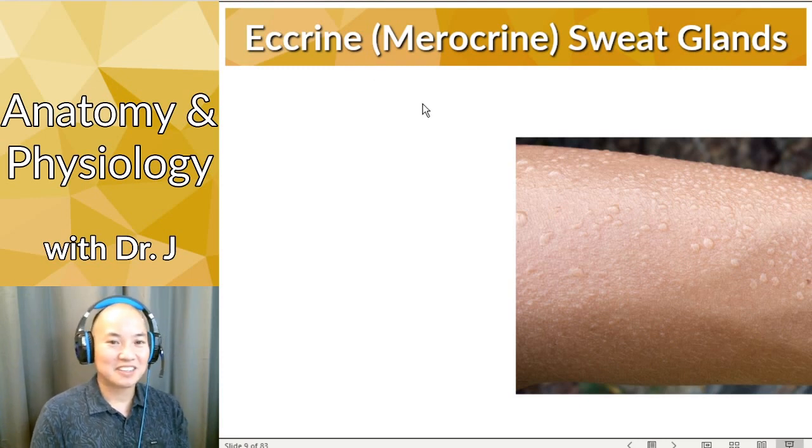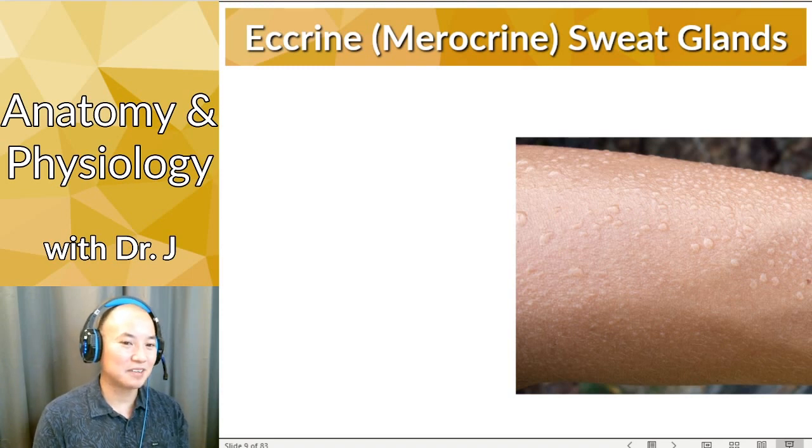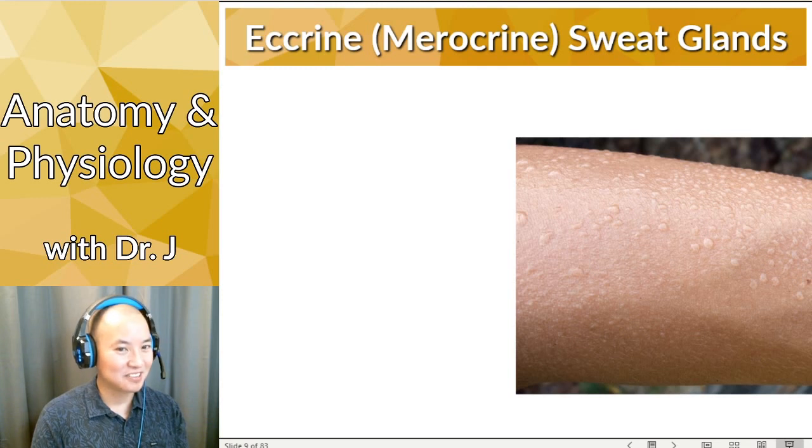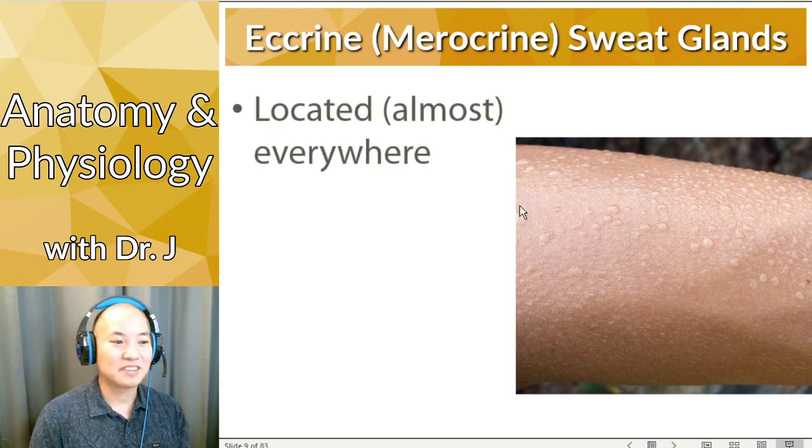So again, merocrine, that sounds like the glands we talked about in terms of epithelia, right? The merocrine, apocrine, and holocrine secretions. So eccrine sweat glands are pretty much found everywhere in your skin. It's not always in the same density. Some places have a lot more eccrine sweat glands than others. Things like the palms of your hands can have a lot of eccrine sweat glands.